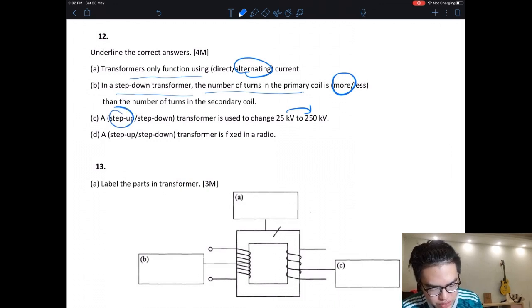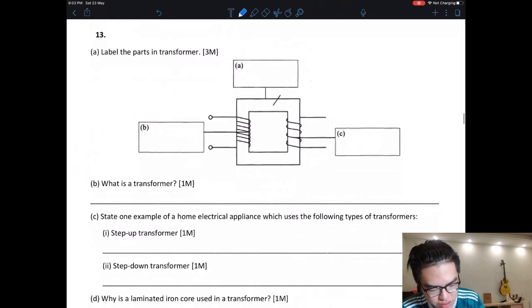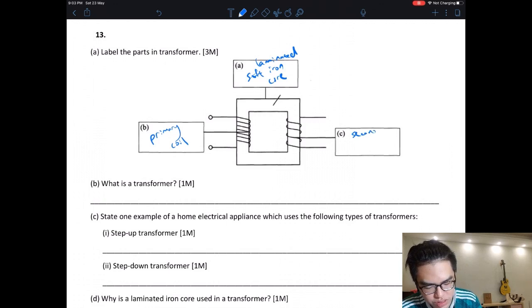What is fixed in the radio? We use a step down, because the radio is very small. So what is this? This is a laminated soft iron core. This is the primary coil. This is the secondary coil.